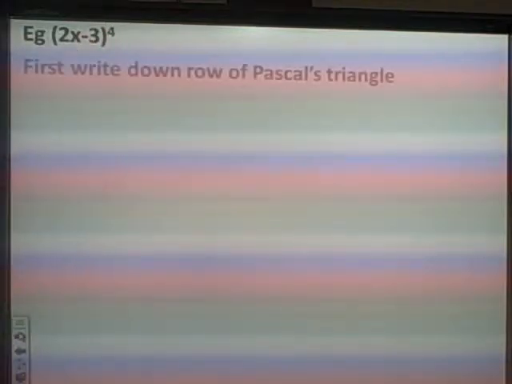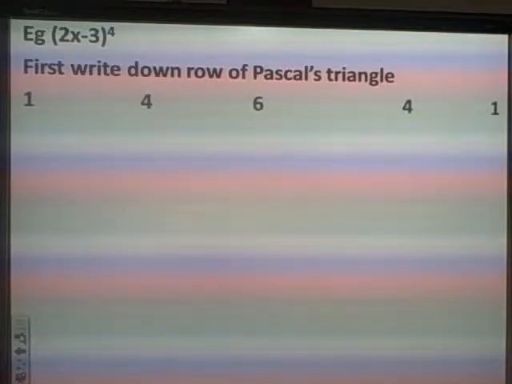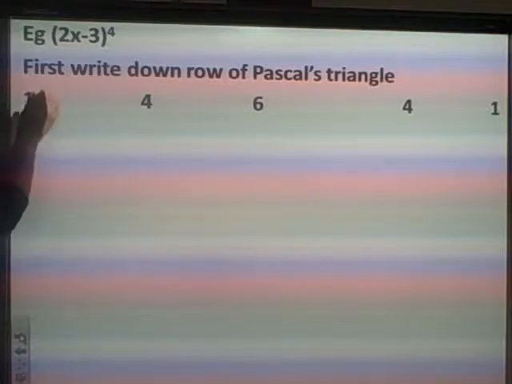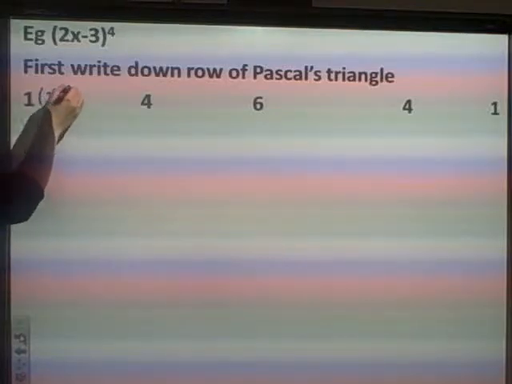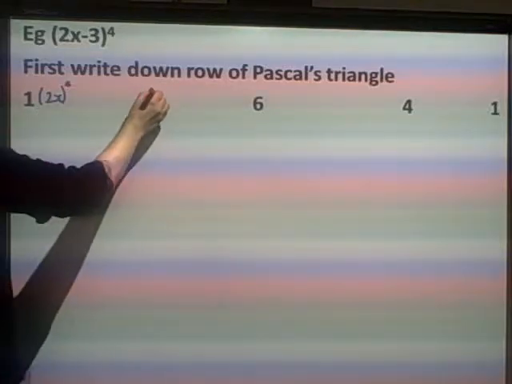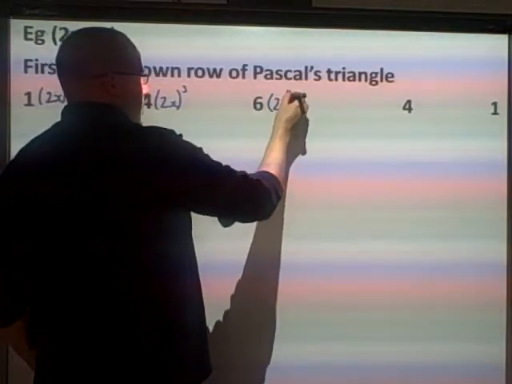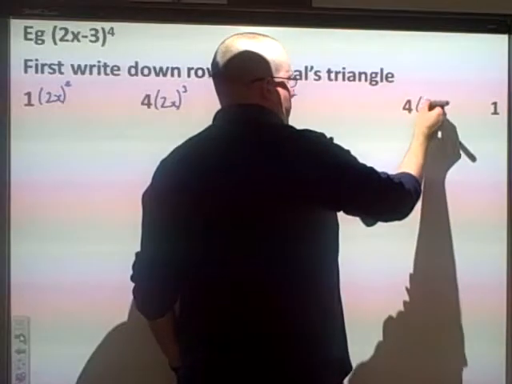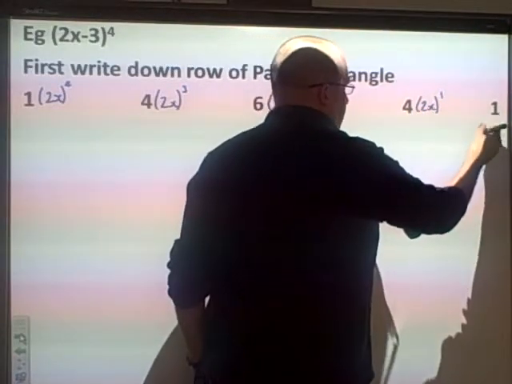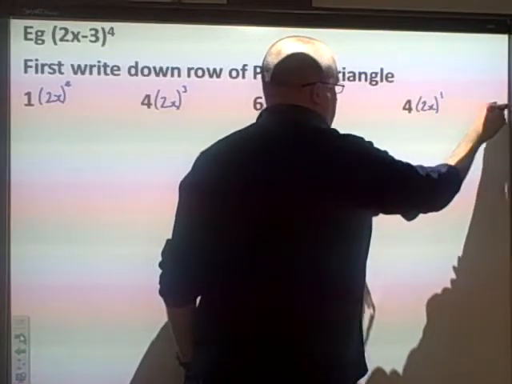So this question is (2x - 3) to the power of 4. Power of 4, so look for the row of Pascal's triangle that starts with 1 and then 4. Notice again I've left some spaces here in between. Then I can start to fill in some of these answers. So I'm going to do 2x to the power of 4, 2x to the power of 3, 2x to the power of 2, 2x to the power of 1, and 2x to the power of 0.